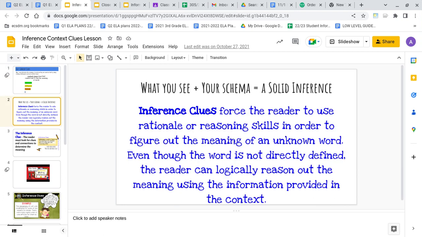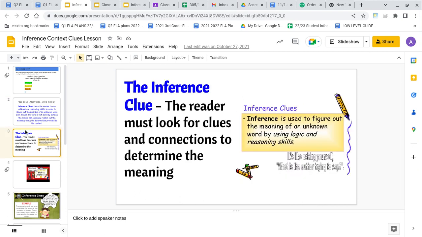An inference clue forces the reader to use your brain and your reasoning skills in order to figure out the meaning of an unknown word. Even though the word is not directly defined, you could logically reason out the meaning using the information in the text. So the reader must look for clues and connections to determine the meaning.